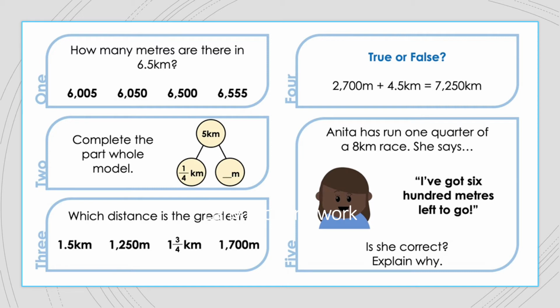Number 5. Anita has run 1/4 of an 8-kilometre race. She says, I've got 600 metres left to go. Is she correct? So 8 kilometres is equivalent to 8,000 metres. What's a quarter of 8,000? What's a quarter of 8? 8 divided by 4 is 2. So a quarter of the race is 2,000 metres. So that gives you 6,000 metres left to go. So she is incorrect. Okay, well done for having a good try, because that is rather tricky.